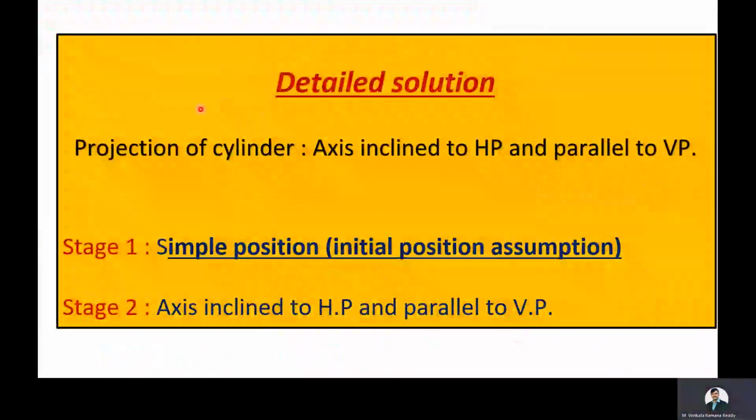The detailed solution for the projection of cylinder when its axis is inclined to HP and parallel to VP is divided into two stages. Stage 1, that is simple position of the cylinder. Here the cylinder is assumed to be resting on its base on HP and axis parallel to VP. Stage 2, cylinder's axis is inclined to HP and parallel to VP. Now we'll enter into the detailed solution.